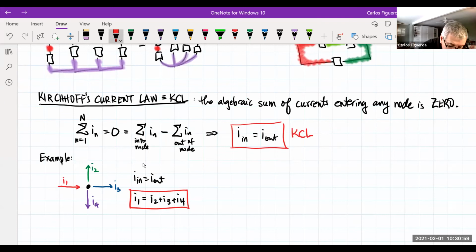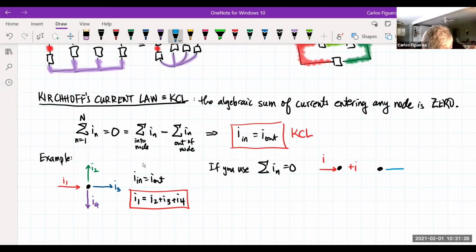Now, if you follow the sign convention that many people use, and if this makes more sense to you, then this is what you do here. A current coming into the node gets a plus sign. If I have a current going out of the node, then this current gives you minus I. So that's the sign convention.